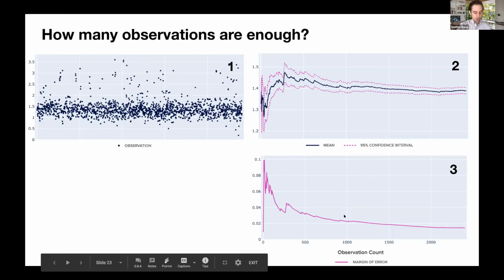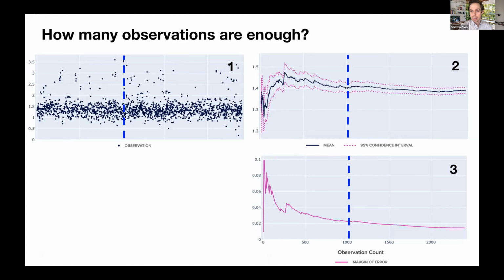Well, you can see that you achieved a margin of error of about 0.02 at about 1,000 observations, which yielded an estimate of the mean at about 1.39. And each additional observation after that really confirms the value that you arrived at after 1,000 observations. So in a sense, all of these observations after the 1,000th weren't strictly necessary to arrive at a confident estimate of the mean.